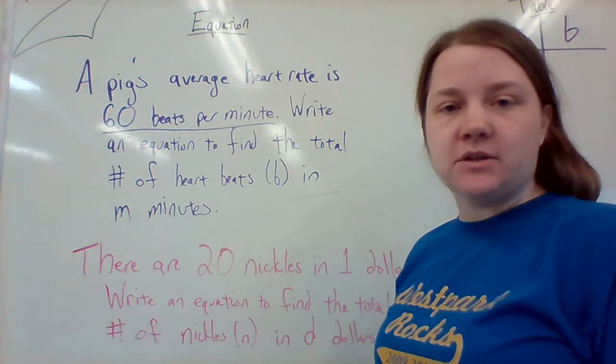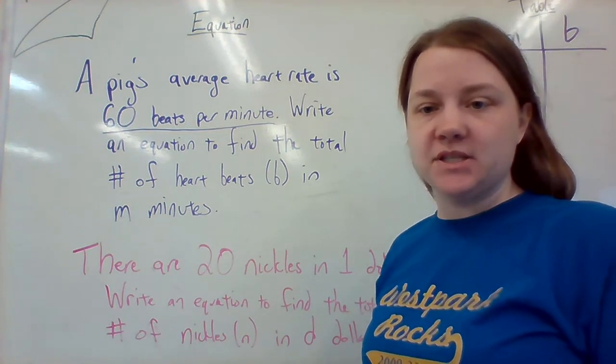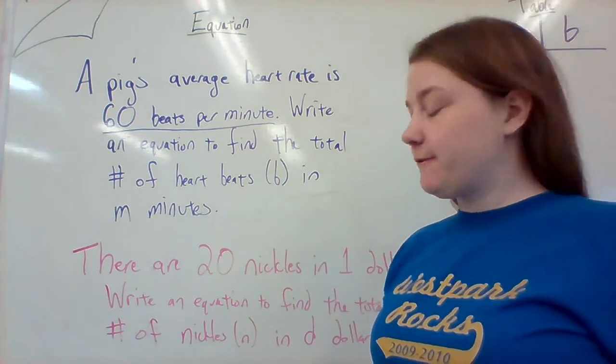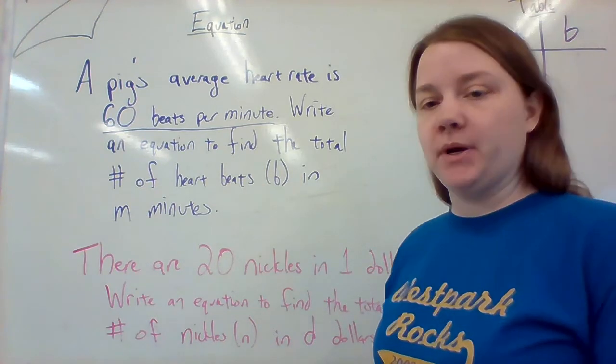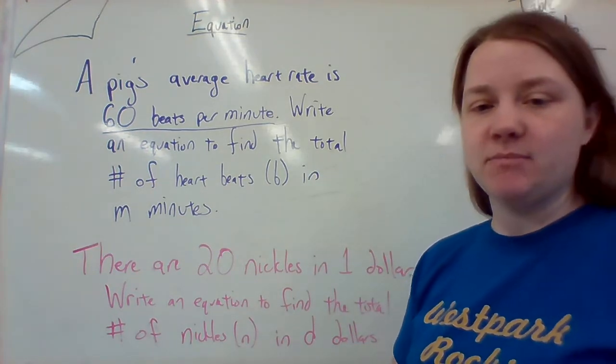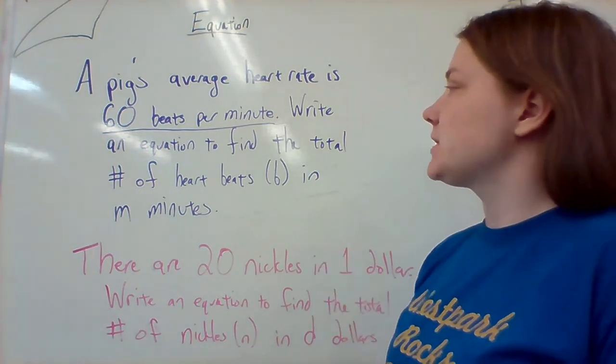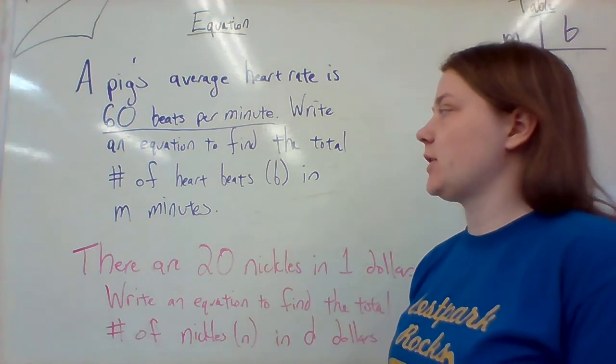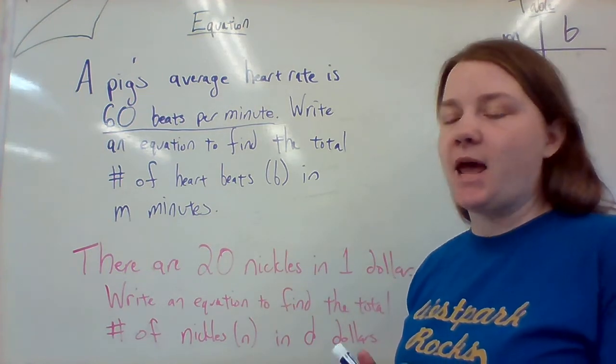This video is going to talk about multiple representations of functions. So the first problem that we're going to look at is the purple one. And we have a word problem here. A pig's average heart rate is 60 beats per minute. They want us to write an equation to find the total number of heartbeats, B, in m minutes.